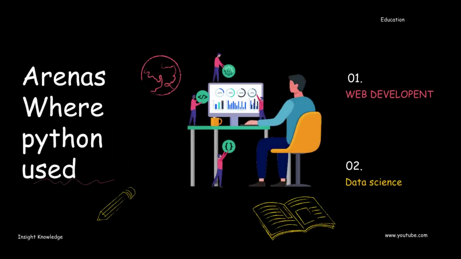Now, we discuss areas where Python is used. Python is used in a wide range of arenas. Here are some key areas: web development, data science, machine learning and AI, scientific computing, cybersecurity. You can search for more areas.